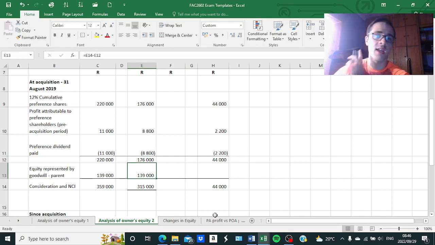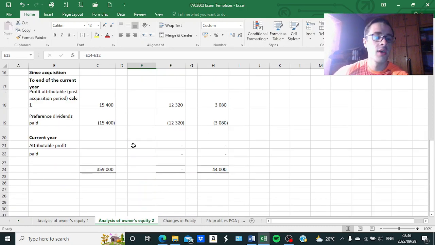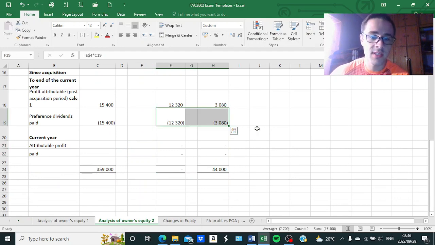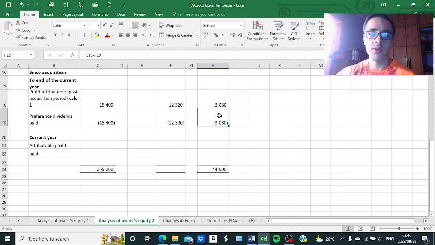So it was already, in a sense, eliminated. Okay, so please keep that in mind. That is very important. So we also need to show this in our consolidated statement of changes in equity. Only the amount for non-controlling interest will be shown.